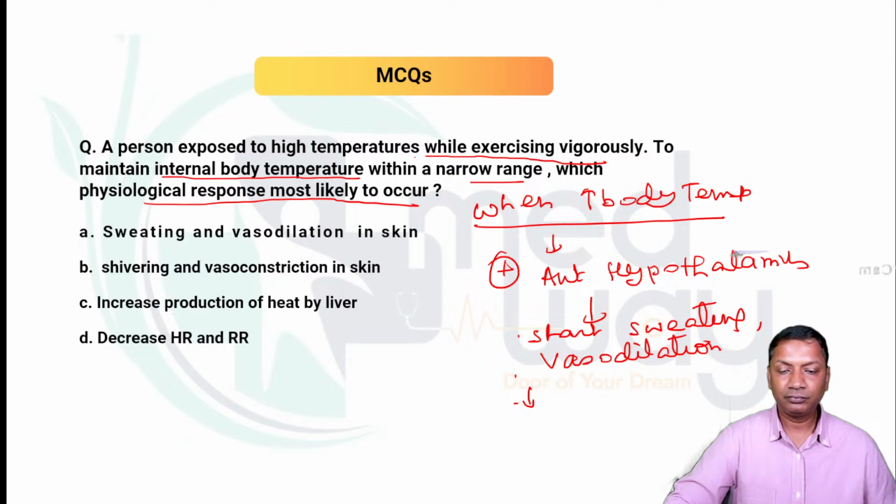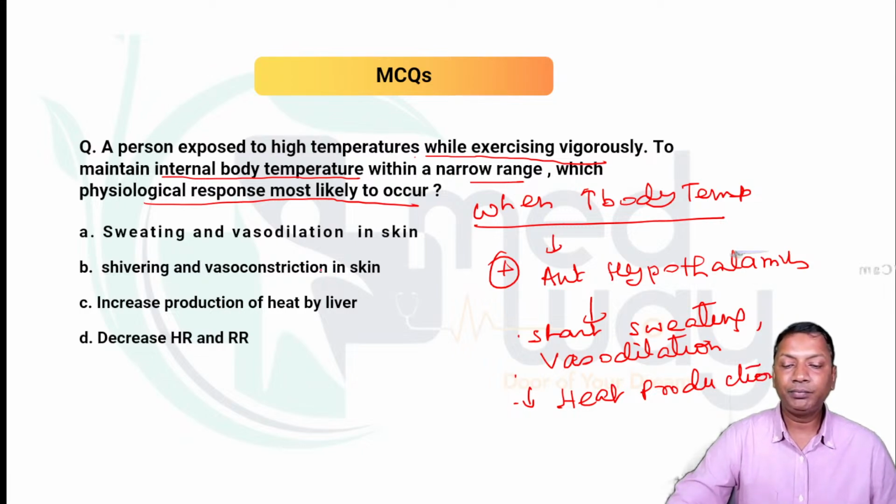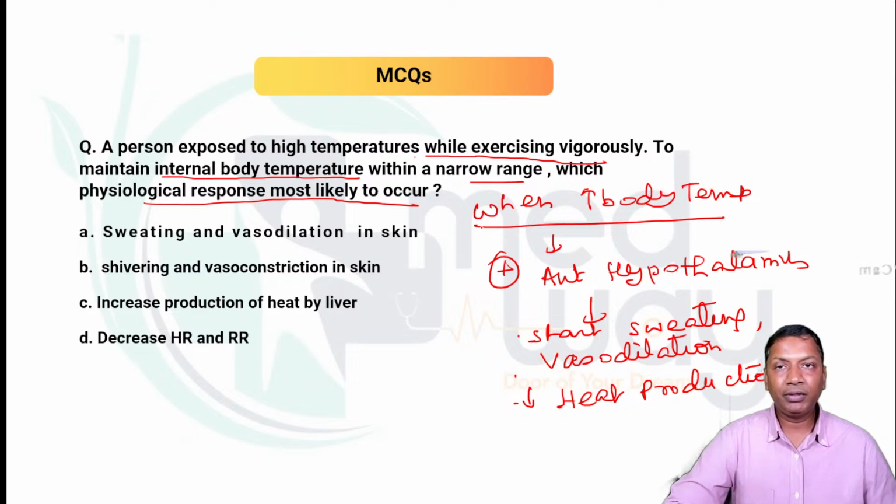So there will be a decrease in the heat production by the liver. These are some of the adaptations when the body temperature rises.